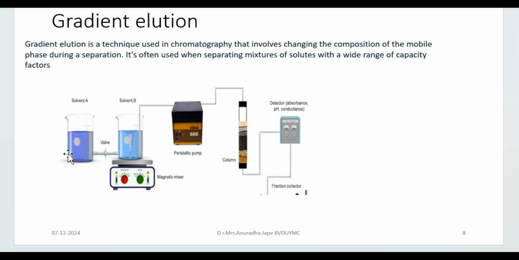So, when we talk about elution, the components of the sample that is applied are going to get separated by continuous passage of the mobile phase down the column. That is very important, right? And the flow rate for the same is adjusted. So this is talked about as elution development of the column.